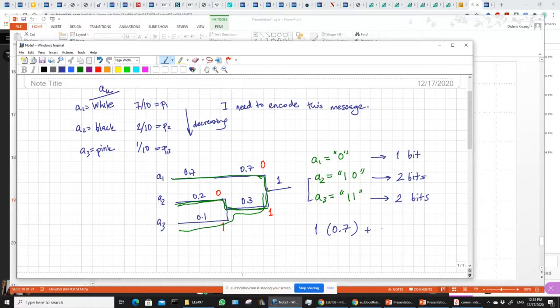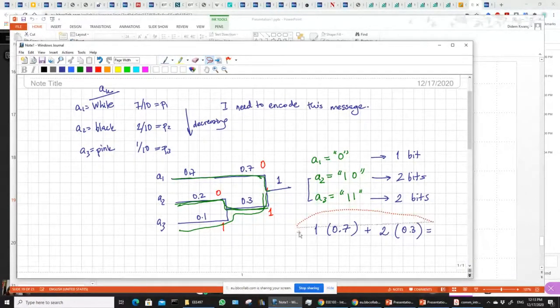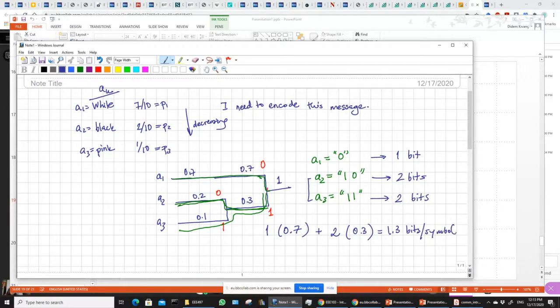So for all the symbols, for 30% of those symbols, or 0.3 of those symbols, I need to write down 2 bits. Right? So on average, I'll be writing down 0.7 plus 0.6, which would be 1.3 bits per symbol on average.